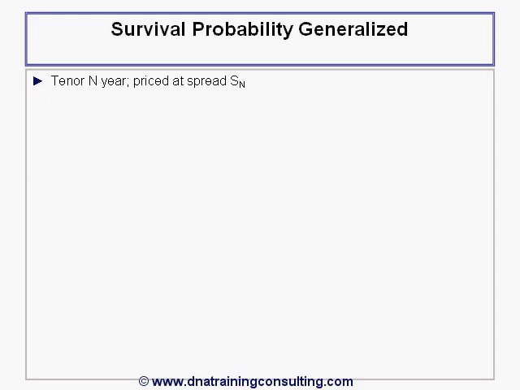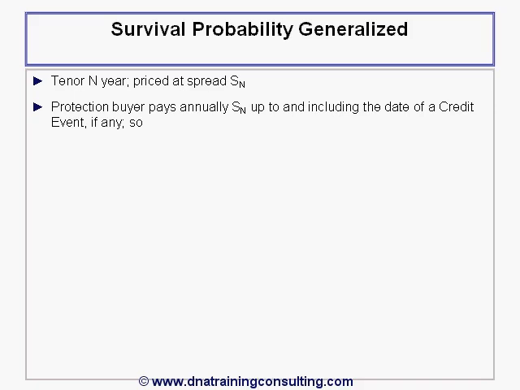If we now consider a CDS contract having a tenor of N years and priced at a spread, annualized of course, of SN as indicated here, the protection buyer, of course, would pay this SN annually up to and including the date, if any, on which a credit event occurs, i.e. for as long as the reference entity survives. Once again, we remind you, including the year at the end of which it defaults, if any.